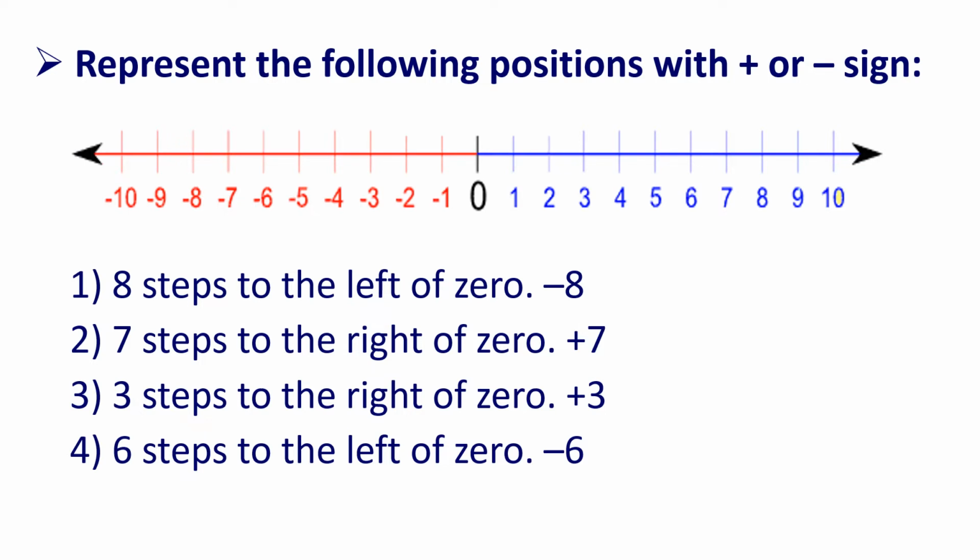Again, if you move 3 steps to the right of 0, it can be represented as plus 3. Now, if you move 6 steps to the left of 0, it can be represented as minus 6.